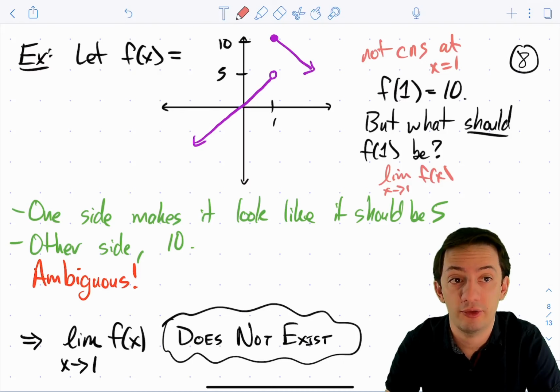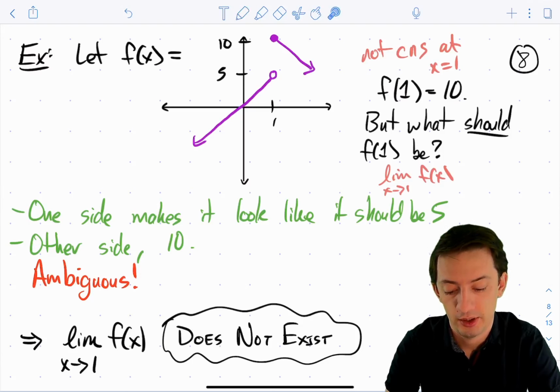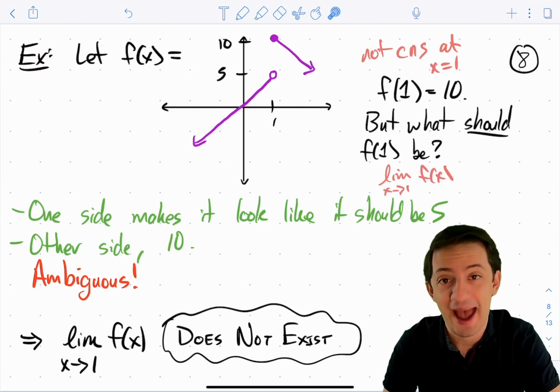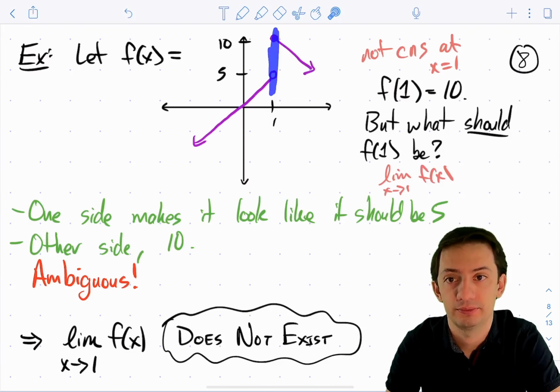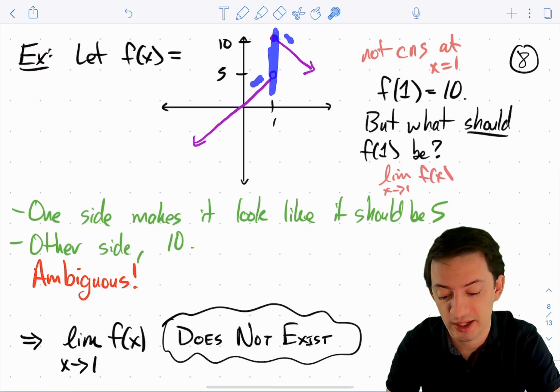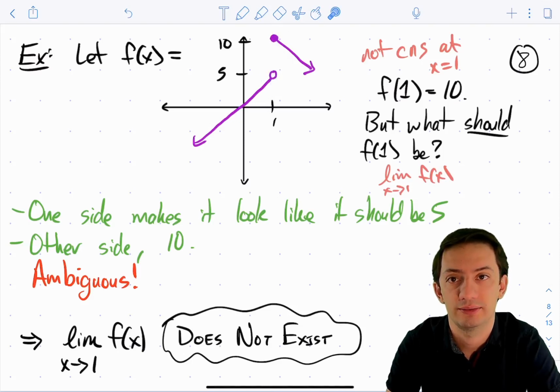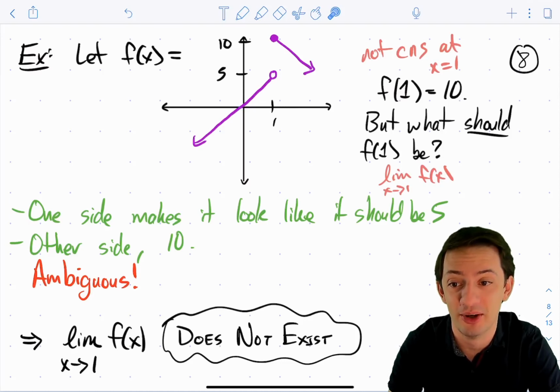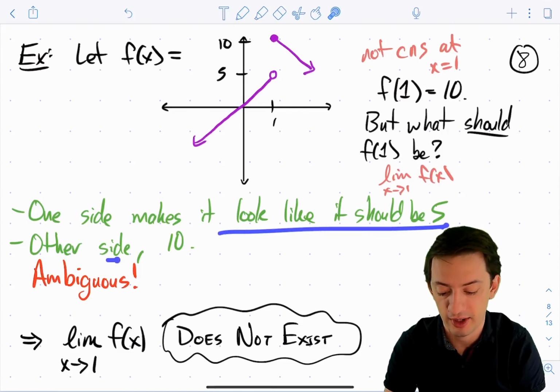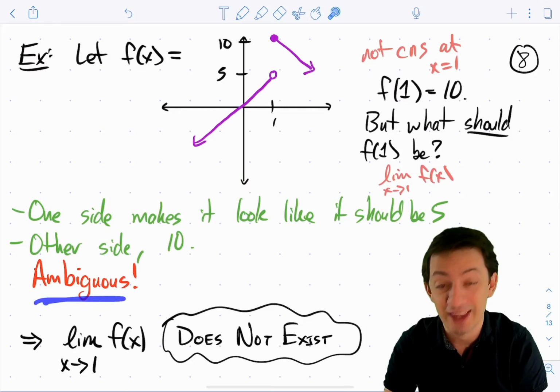Okay, so let's think of our informal definition again. The question is, if we ignore the actual value at 1, ignore it, and look only at the x values nearby, what does it look like it should be? And the answer is that it's ambiguous. It doesn't look like it should be any one thing. On one side, it looks like it should be 5. On the other side, it looks like it should be 10. Okay, well, that's not a very satisfying answer because you have to pick one, and you can't just pick 7.5 in the middle. One side makes it look like it should be 5. The other side makes it look like it should be 10, and that's ambiguous.